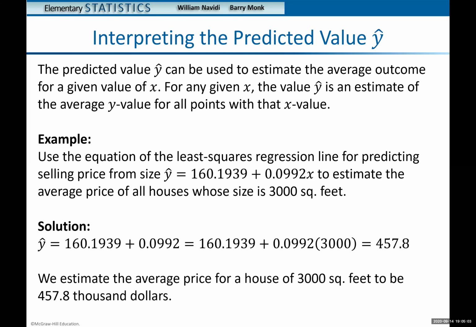57.8 or 450, almost 458,000. So that's correct. We estimate the average price with 3,000 square feet to be $458,000. Okay. So again, I'm not strict about the decimals. If you have 1 decimal, 2 decimals, or no decimal, I will accept that. But for R, for quizzes and tests, let's be uniform. Let's use 3 decimals for R.